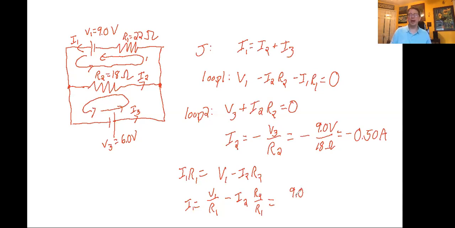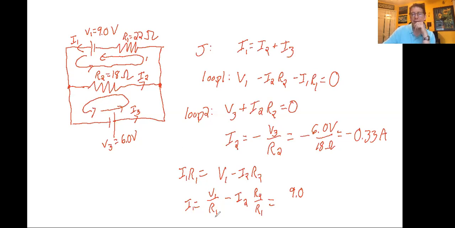Oh, excuse me. I made a mistake here. That's not 9 volts, it's 6.0 volts. And so instead of 0.50, that becomes negative 0.33 amps. So negative 0.33 amps, and so that's going to the left.